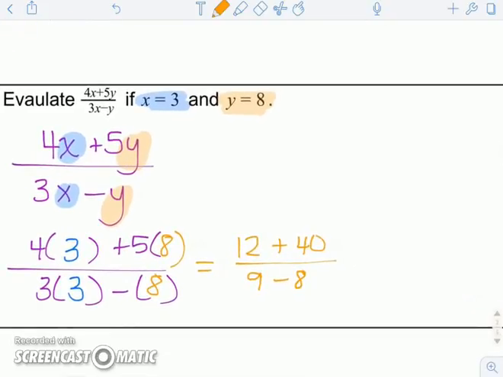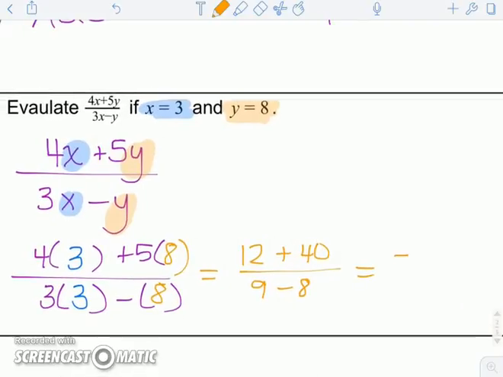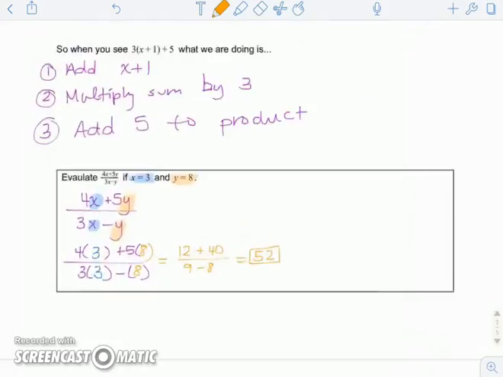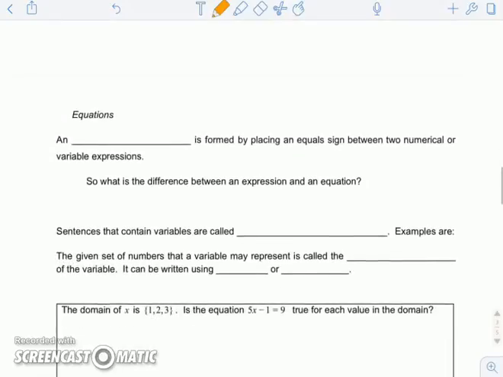12 plus 40 leaves me with 52. 9 minus 8 leaves me with 1. This whole thing simplifies to 52. So I evaluated the expression, and it's simplified to 52. That's the language that you're looking for there. Evaluate when you plug the terms in, and then simplify once you've plugged them in and worked all the math out. All right, we're going to continue on to equations.